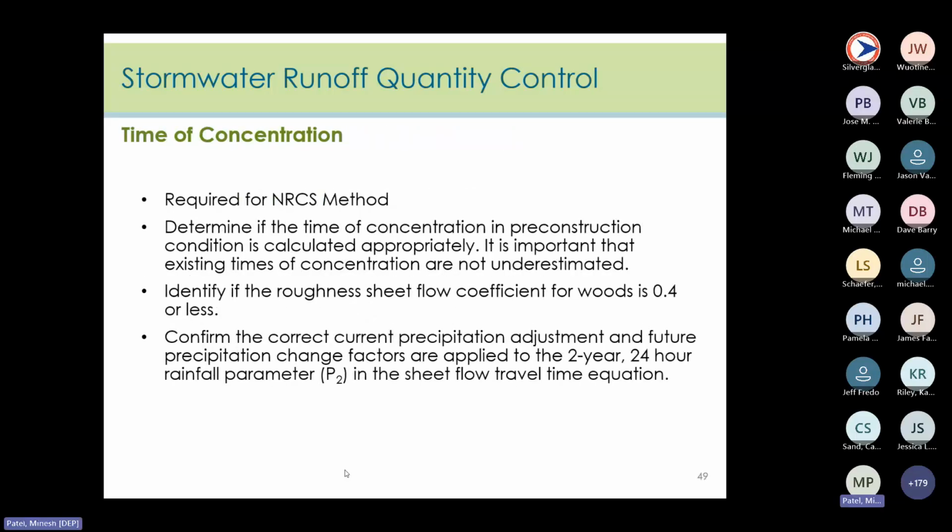The reviewer should next look at time of concentration. Information on how to calculate it can again be found in Chapter 5 of the BMP manual and the National Engineering Handbook. We also need to determine if the time of concentration in the pre-construction is appropriately calculated. We need to make sure that they are not underestimating this value. So we need to make sure that the Manning sheet flow roughness coefficient is 0.4 or less for the TC calculations.